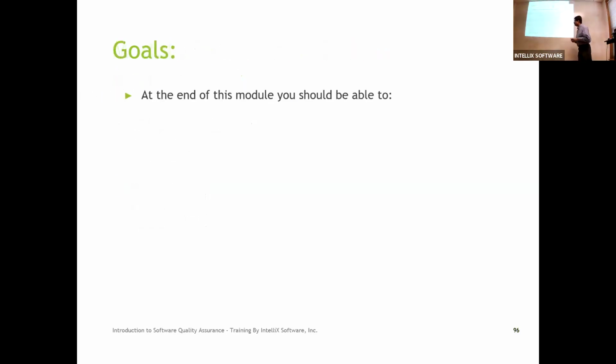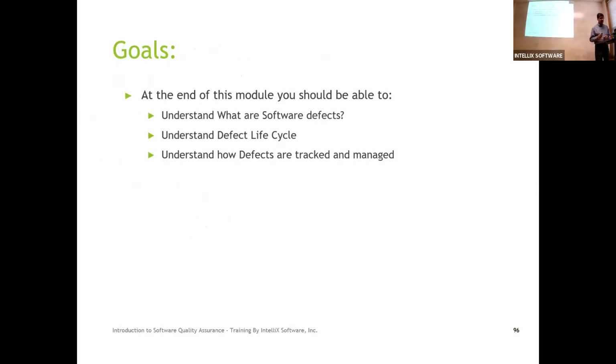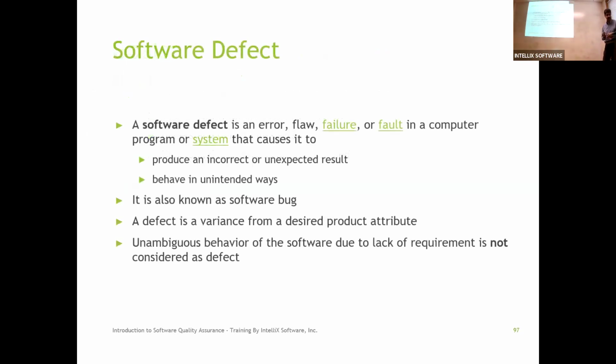So what is your goal when you're trying to do defect management? First you need to understand what the defects are, what life cycle they go through, and how you track and manage those defects. A defect is essentially an error or a flaw in the behavior of a computer program that produces an unexpected result.